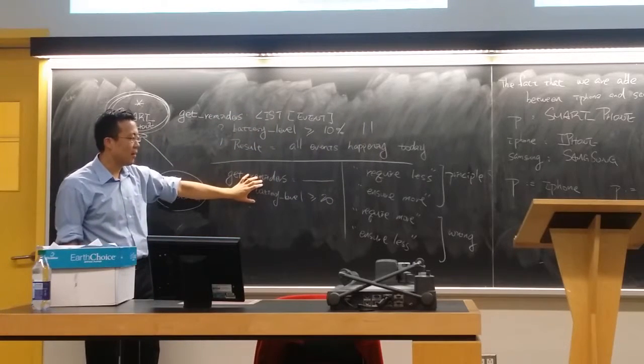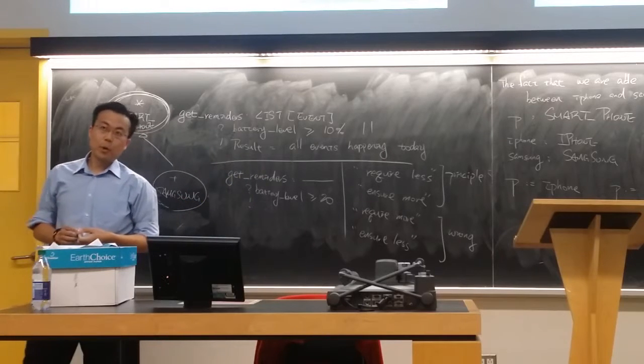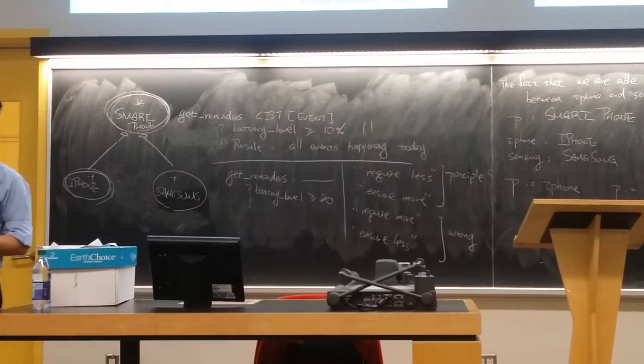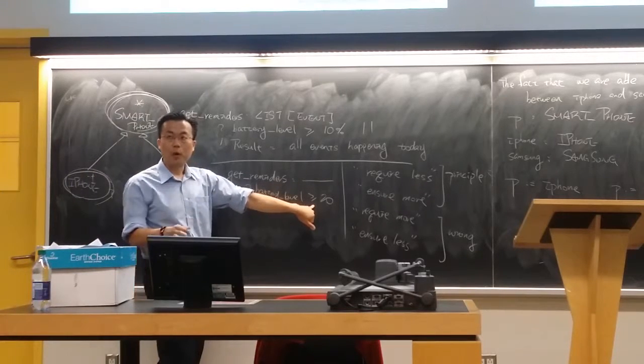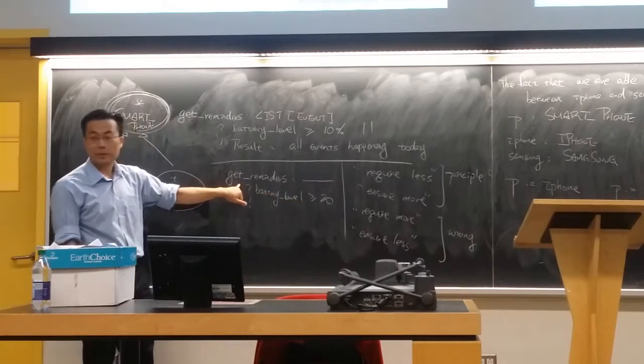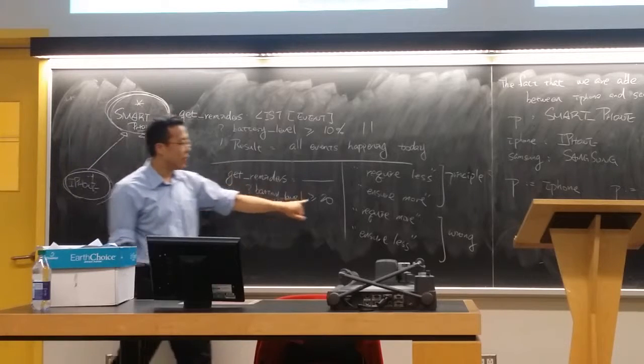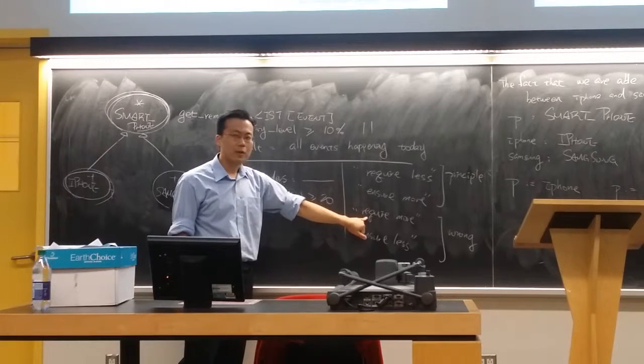But now, let's say this version of the iPhone requires a stronger precondition: the battery level should be larger than or equal to 20. In this case, you're requiring more conditions or more obligations for the clients to satisfy before they can get reminders. So that is why it is not good when you're trying to require more.